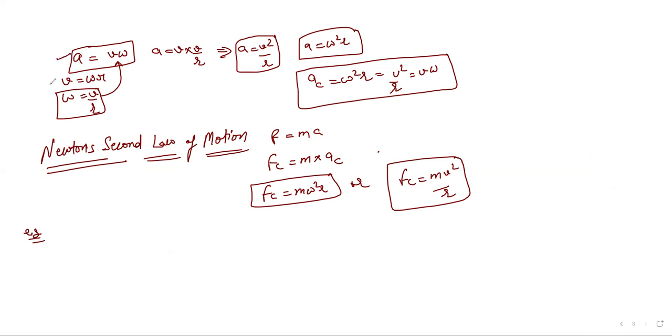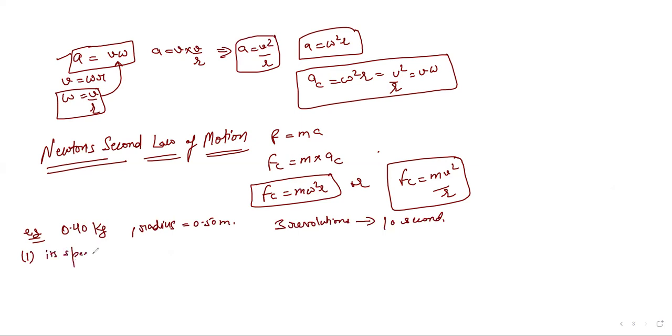Okay, so we'll consider an example. A toy truck having mass 0.40 kg travels around a horizontal track of radius 0.50 meter, and it makes three revolutions every 10 seconds. So this data is given, right? The first part that we have to solve is to calculate its speed.